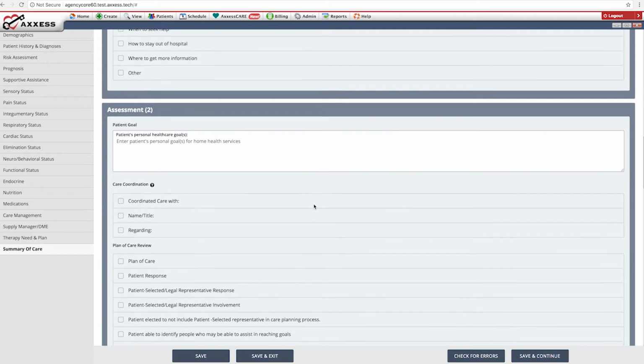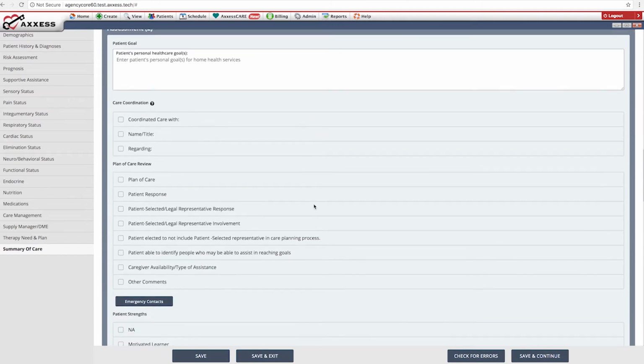And then this section right here, the patient's personal health care goal. This is very important because when you're dealing with patients, we can't just write a bunch of goals for them. We have to identify where they are mentally, physically. And so if the patient is depressed, or if they're having pain, for instance, they may not feel motivated to do much of anything.